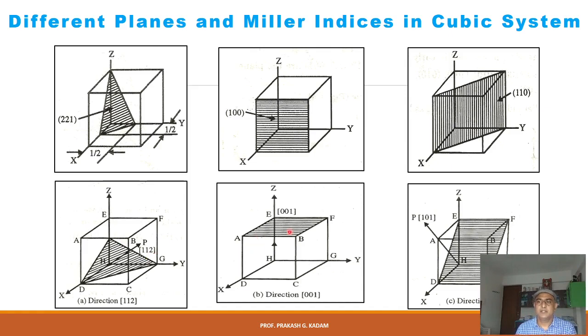Okay. Similarly, the top plane is represented by 0, 0, 1. This is the Miller index direction of the plane. These are the planes; 6 planes are shown for example.